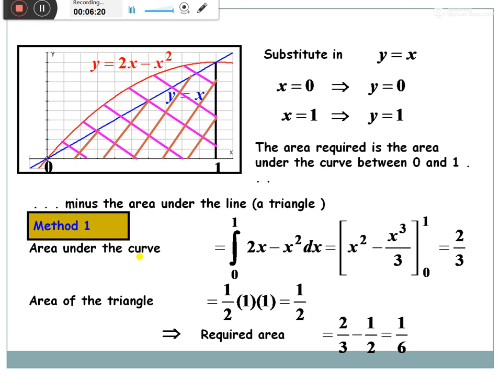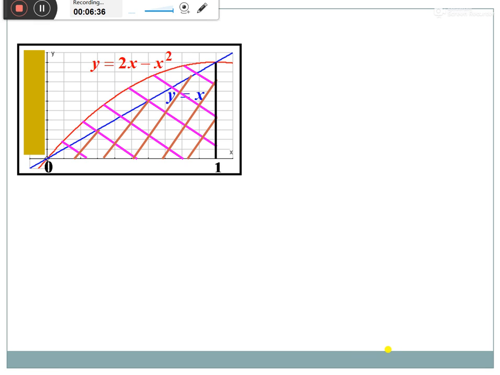And now the required area, that means area under the curve minus area of triangle, that is 2 by 3 minus 1 by 2 is equal to 1 by 6. Is it clear? And now we have to do the second method.